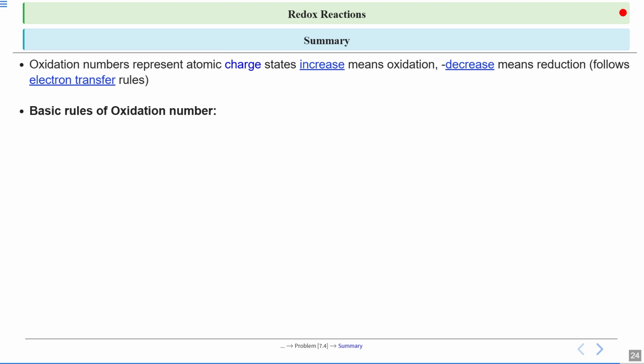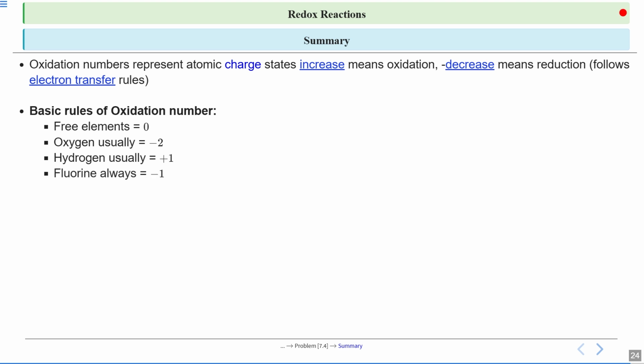Now the basic rules of oxidation number: free elements exist in zero oxidation state, oxygen is usually -2, except in peroxides and superoxides, while hydrogen is usually +1, but with some exceptions that we have already studied. Fluorine is always -1. The fractional oxidation number is the average of the oxidation states.